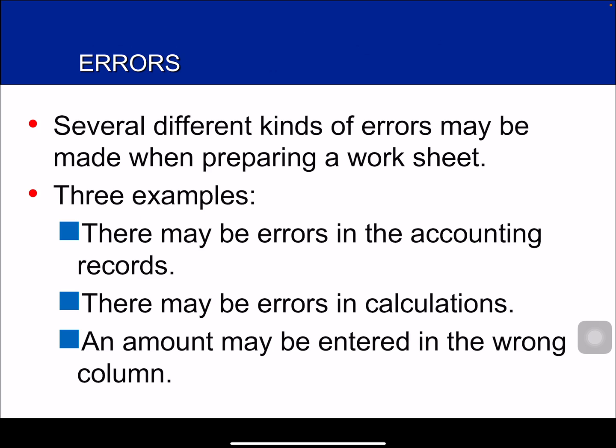There sometimes we have errors. Several different kinds of errors may be made when preparing a worksheet. 3 examples of errors. There might be errors in the accounting records when you're actually transferring from your ledger. There may be errors in your calculations. We've all done that. And an amount may be entered in the wrong column. You may have put it as a debit instead of credit and vice versa.